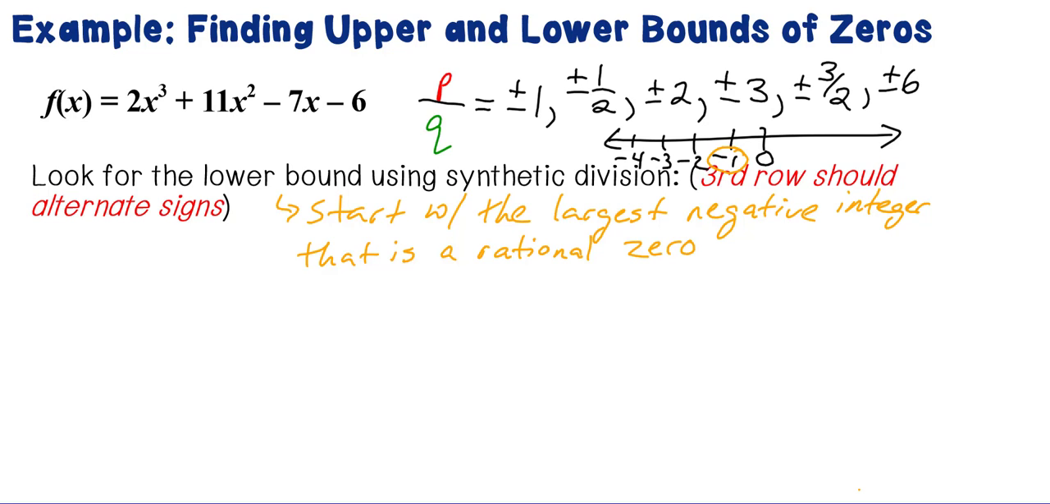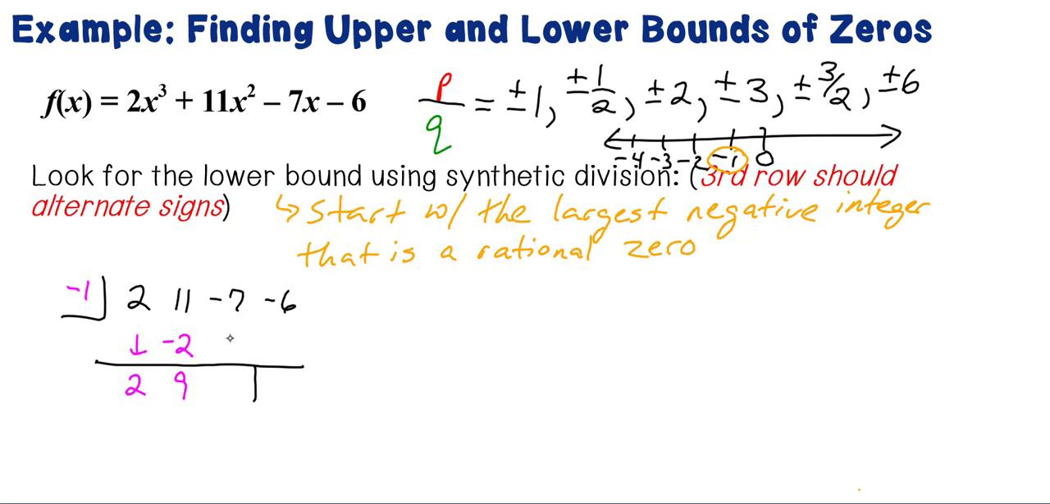So we are going to want to start with -1 for our synthetic division. And don't forget, our numbers are going to be 2, 11, -7, -6. Okay, so moving this down. 2 goes down. -1 times 2 is -2. 11 minus 2 is 9. -1 times 9 is -9. Add -7 and -9, I get -16. +16, -6 plus 16 is 10.